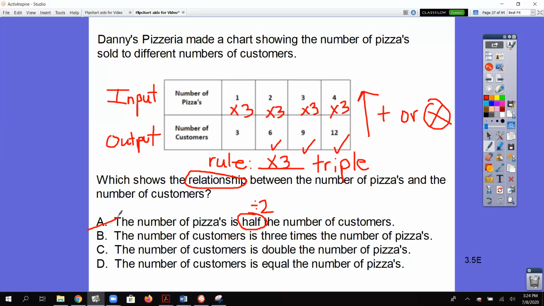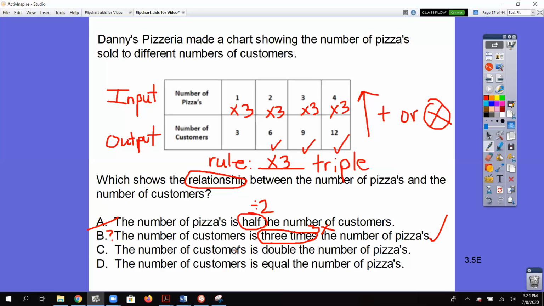So that's not correct. The number of customers is 3 times the number of pizzas. Is that right? That is correct. That is what we found. So we're going to put a little question mark here. It's most likely that one, but we're going to go through the C and D just to double check.